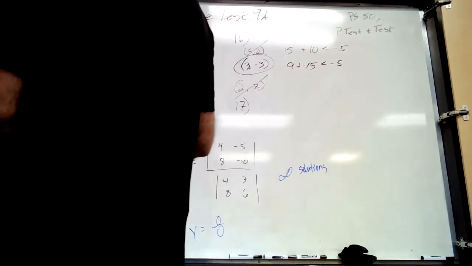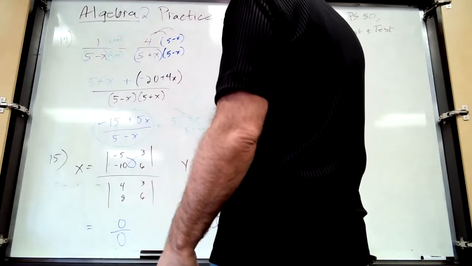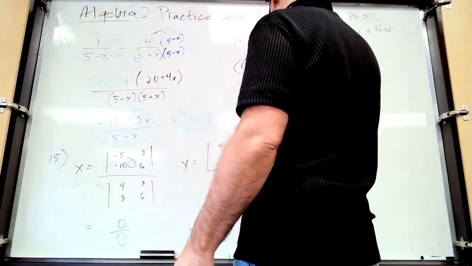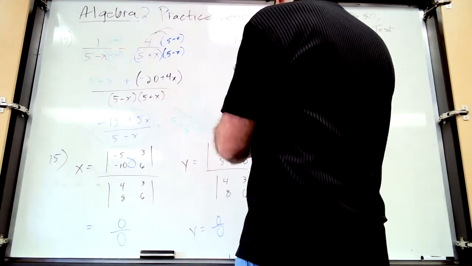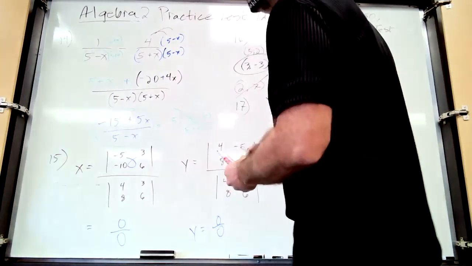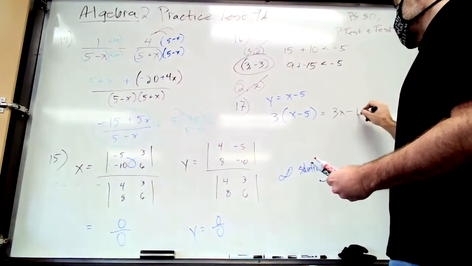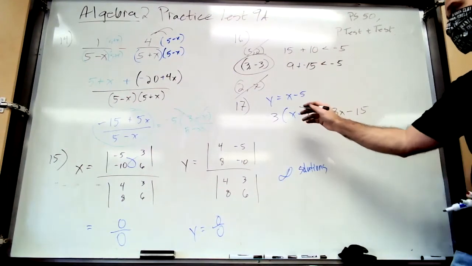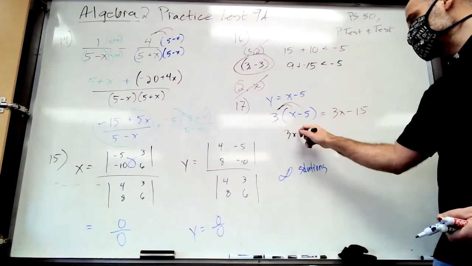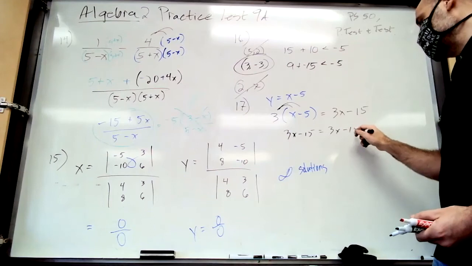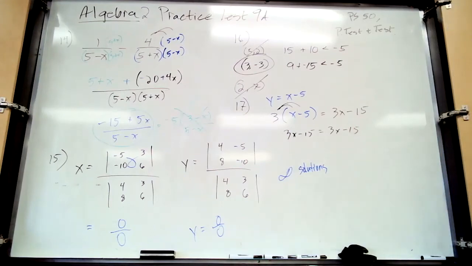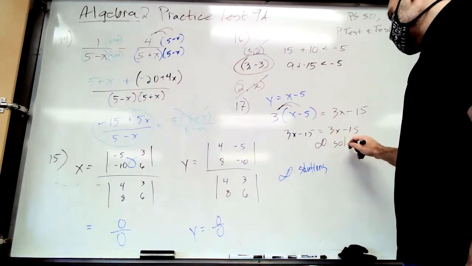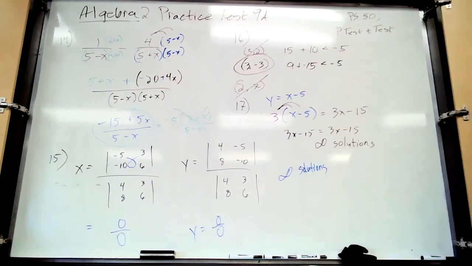Solve the system of equations by substitution. All right. Well, that's nice because they already tell you what y equals. So all you have to do is plug in x minus 5 for y. So 3y equals 3x minus 15. So far, so good. All I did was plug in that for y. So now I'm just going to simplify and solve. 3x minus 15 equals 3x minus 15. So what's our solution set? Infinite solutions, because you're going to get 0 equals 0 when you try to solve that equation.